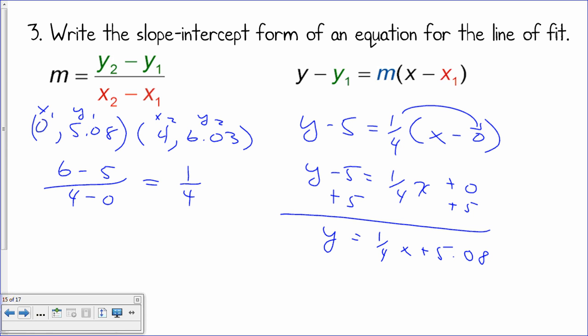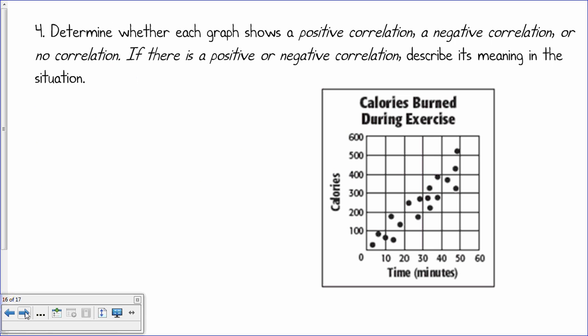Everybody good? Is there one more? Yeah. Positive, negative, no correlation? Positive. Positive, very good. That's pretty easy, isn't it? That line's going up. So as time passes, the more I exercise, what happens? The more calories you burn. More calories I'm going to burn, right?